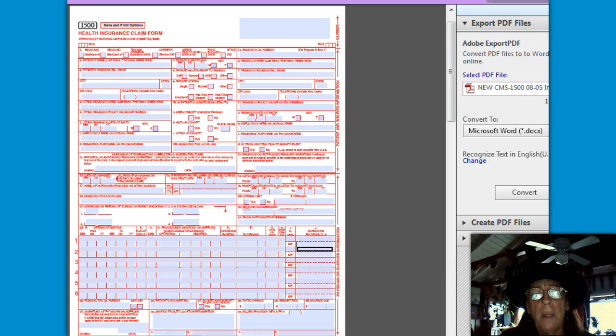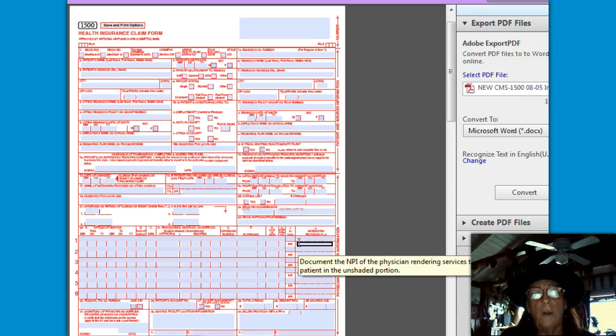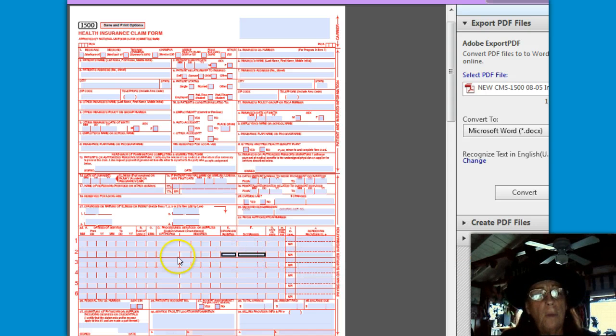We then have the NPI. So we're going to put in here the NPI number of the physician who performed the service. Most of our doctors work at a clinic, and the doctors we'll be doing in this class come from a clinic. So we have to identify who actually did the work. So we put in that doctor's NPI. So we continue to fill out these blocks with however many services were performed.